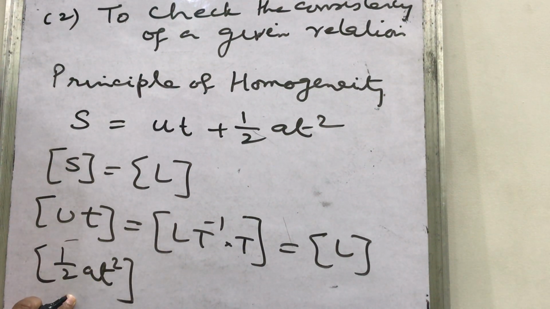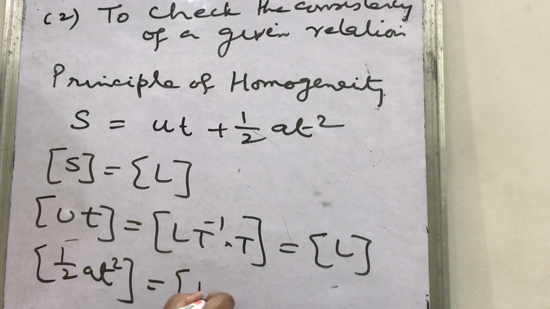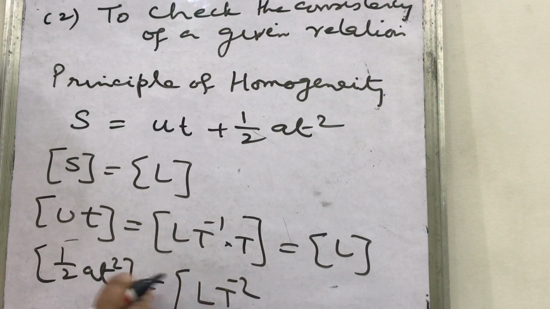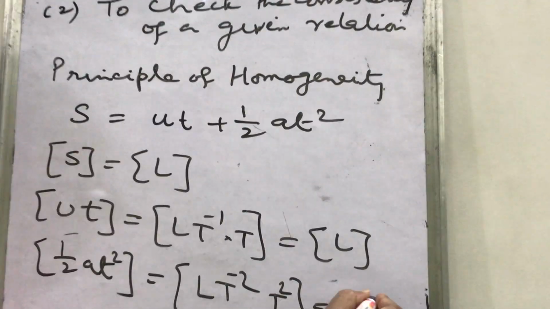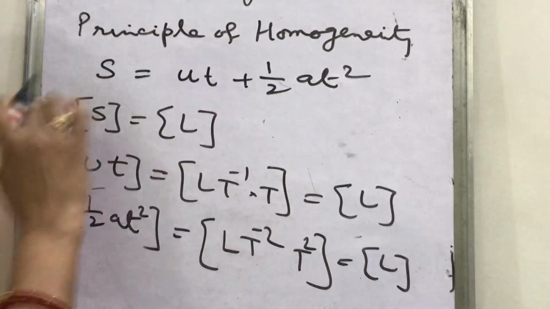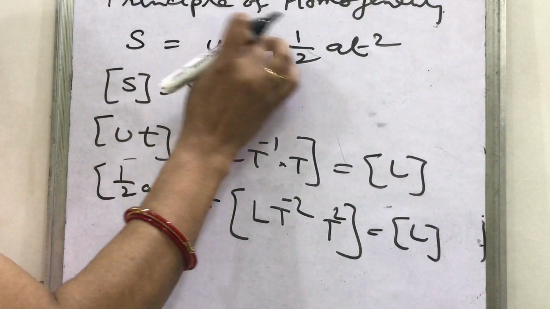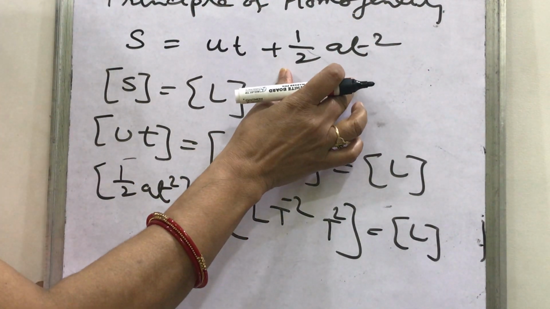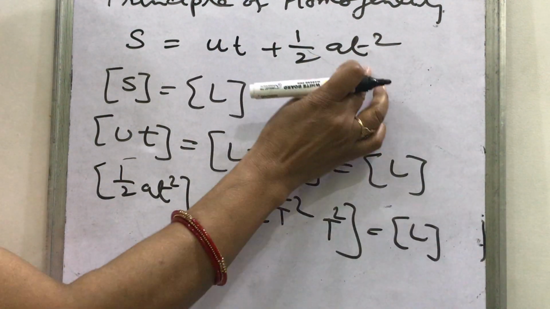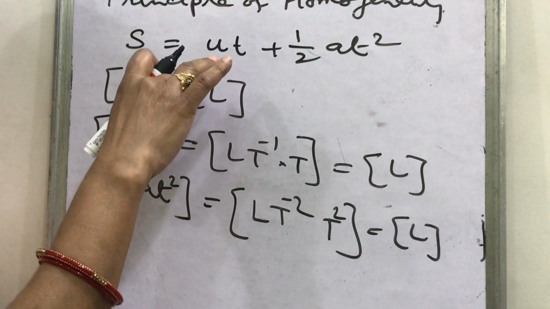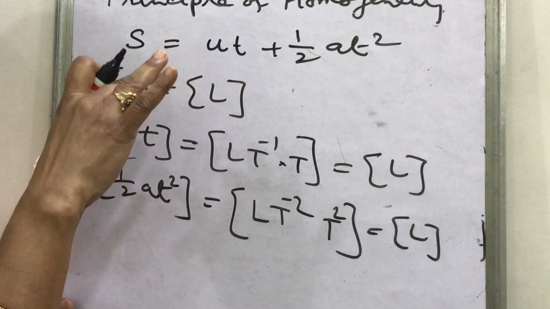Similarly, the third term is half at square. Half, being a number, doesn't have any dimension. A is acceleration, meter per second square, LT minus 2, into T square. Again, what will you get? L. What I said, the principle of homogeneity: quantities having the same dimensions can be added. You have seen here that ut has dimension L, half at square has dimension L, and this L plus L equals S. What is S? That is also L.